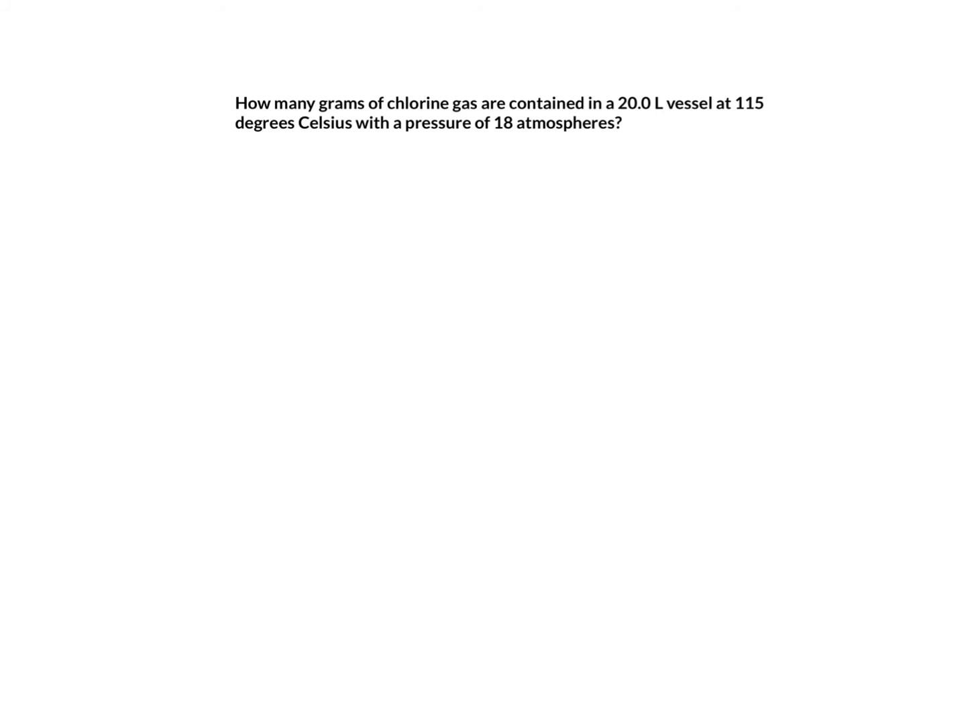Let's try this problem. How many grams of chlorine gas are contained in a 20-liter vessel at 115 degrees Celsius with a pressure of 18 atmospheres? We are going to use the ideal gas law to solve this problem. We already know R because it's a constant. The pressure given is 18 atm, and we don't have to convert that because it's already the unit that we want. The volume given is 20 liters, and again, we don't have to convert that because it's already the unit that we want.